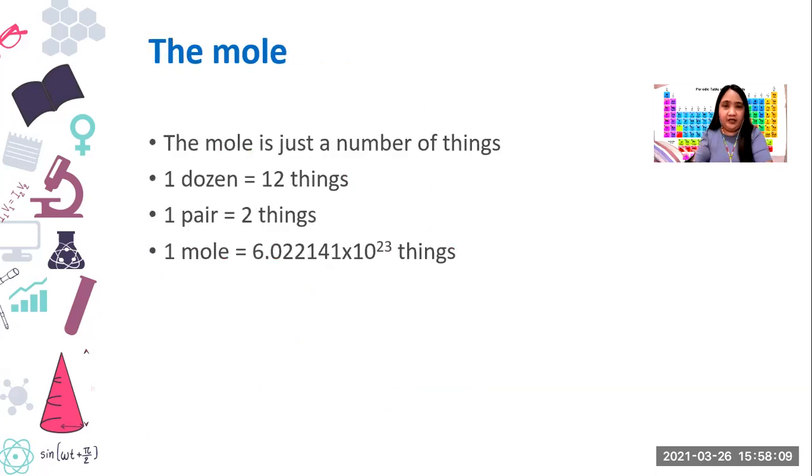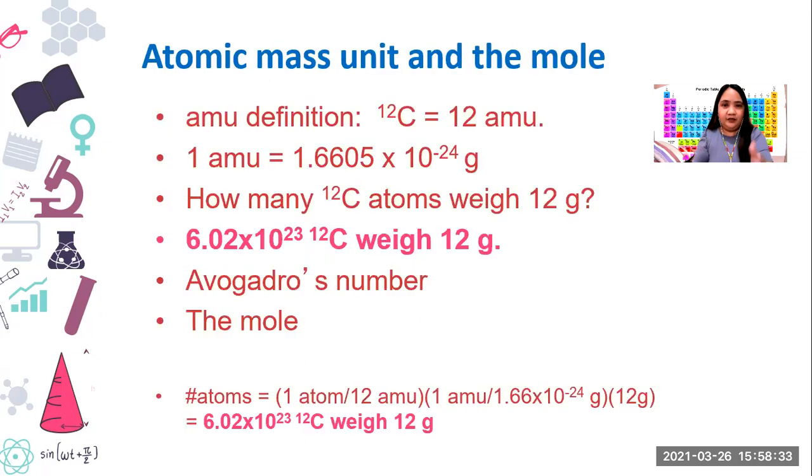And the mole, in layman's terms, is just a number of things. You say 1 dozen is 12 things, a pair is 2 things. This is just comparatively stating it. There you can say that 1 mole is like 6.022141 times 10 to the 23 things, if you assume it's just things, okay? In layman's terms, for you to understand it. Because there you go, 6.02 times 10 to the 23rd weigh 12 grams because that is 1 AMU.